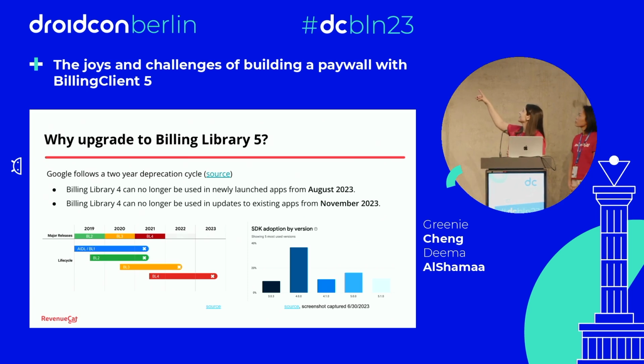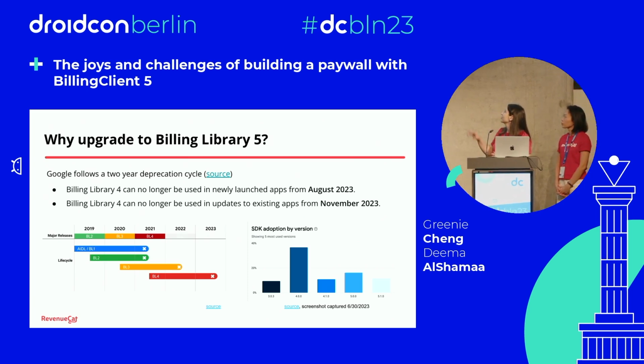We just thought this was interesting. We found it on Google. It just shows the adoption of the SDKs, and it shows that a lot of people are still on versions below 5.